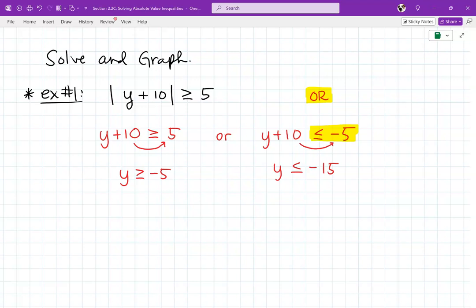They're going to give you graphs here. I'm just going to be lazy here because I want to be. It's okay. So I'm just going to put 2 answers, negative 5 and negative 15. So negative 15 has to be to the left. Negative 5 has to be to the right of it.